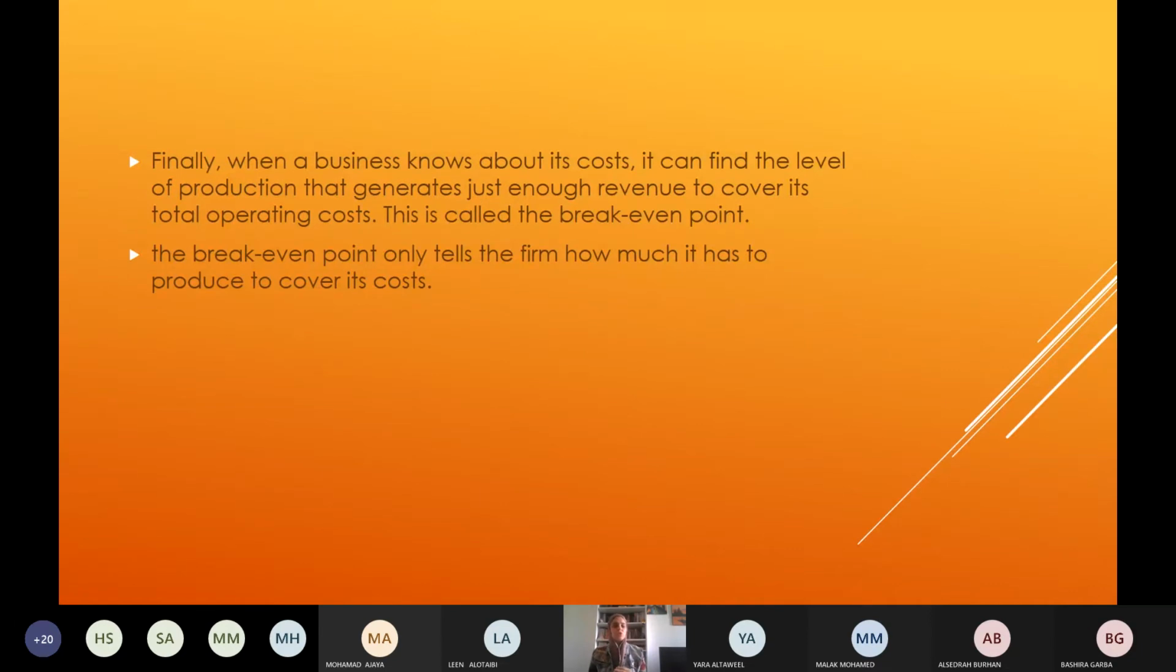So when a business wants to know about the cost, it should find the level of production, meaning how many cups of lemonade you want to produce, in order to know how much you will gain. How much you cost, how many you produce, how much you gain. There is a point called the break-even point, how much it has to produce to cover its cost. And here you have to stop. Break-even point is when you stop producing.